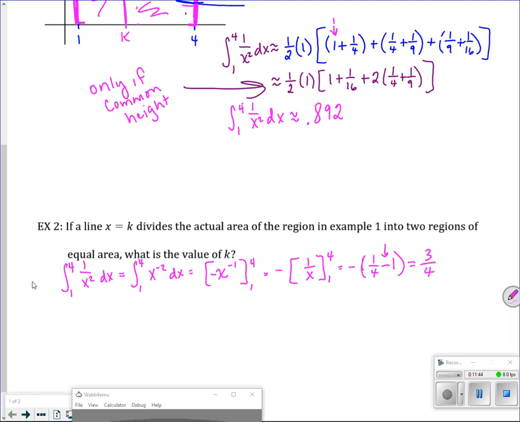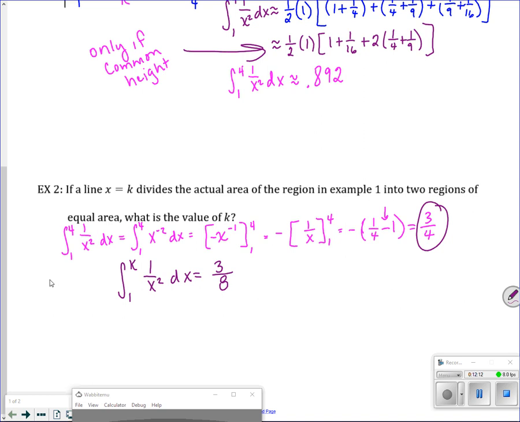If k divides the actual area into equal things, wouldn't it be true that the integral from 1 to k of 1 over x squared dx, what would that have to be equal to? Well, that would have to be equal to 1/2 of this. Well, what is 1/2 of that? Well, 1/2 of that is 3/8. And so that is going to be your equation.